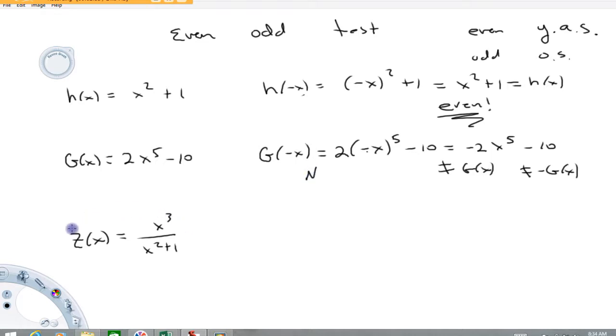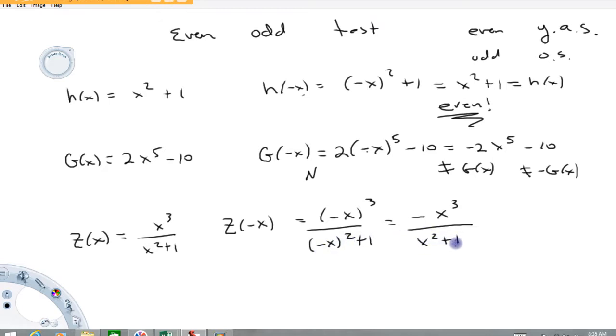All right, let's take a look at this one. Let's take a look at z of minus x. I'm sorry, minus x. We're going to put a minus x here. And then that is cubed over minus x in the bottom squared plus 1. Now we'll simplify a little bit, so negative 1 being cubed, that's still negative 1. So that top is going to end up being minus x cubed. And the bottom, negative 1 squared, is positive 1. So that bottom is x squared plus 1.